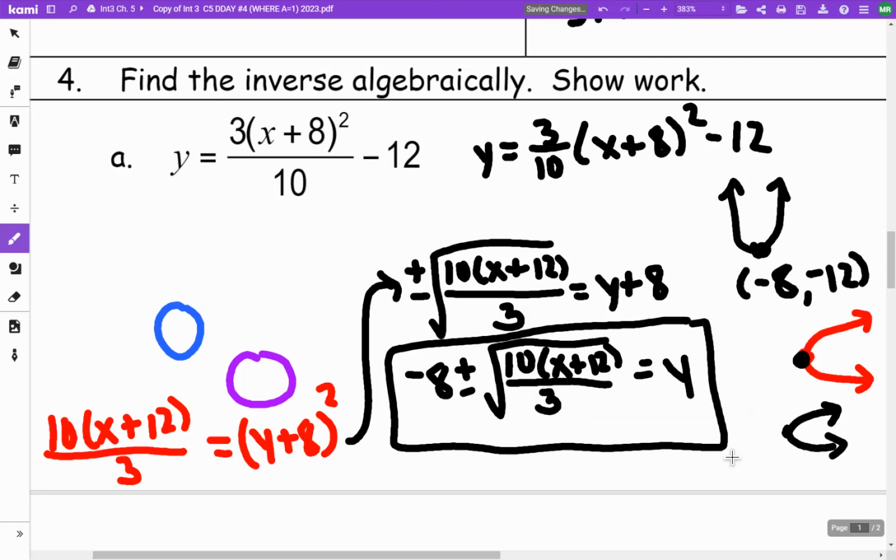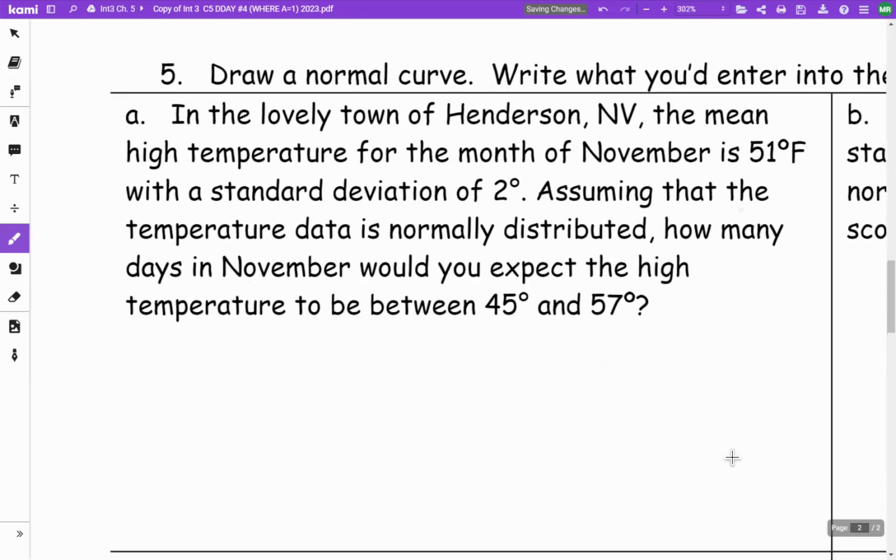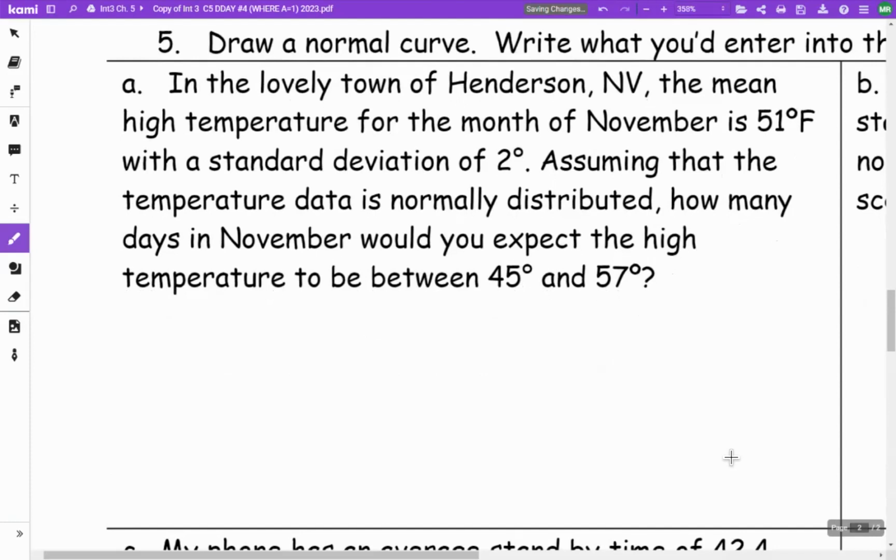Okay, on number 5, we're going to be doing normal distributions. So in this particular one, we're going to be talking about November.